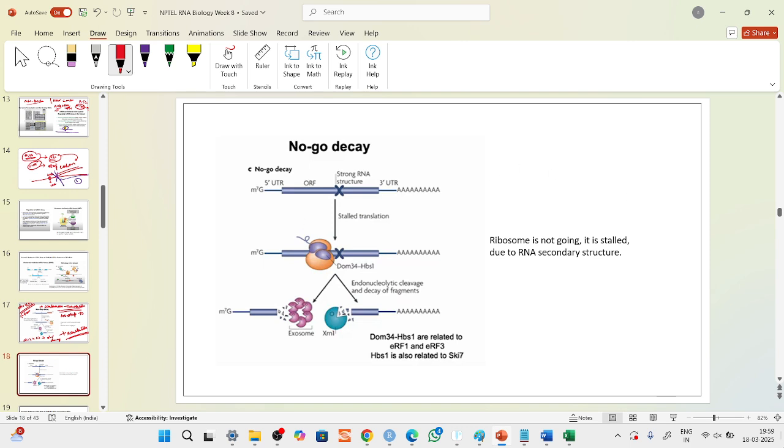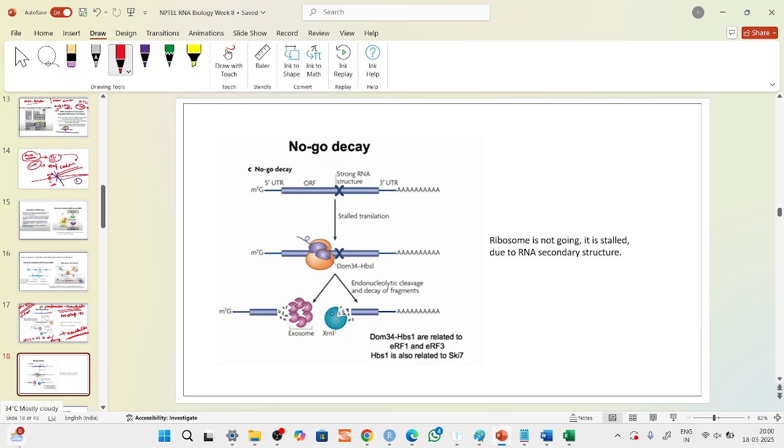Now we come to no-go decay. Why? See, the ribosome cannot go anywhere. It gets stalled in the middle. It gets stopped in the middle. And why does it get stopped in the middle? Because some kind of secondary structure has formed in between the mRNA. And because of that secondary structure, the ribosome is unable to proceed. Okay, this is what no-go decay means.